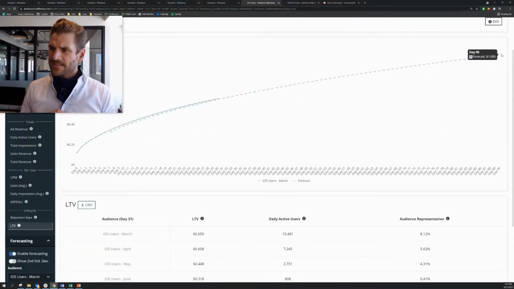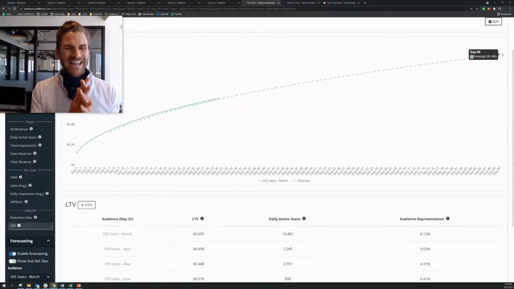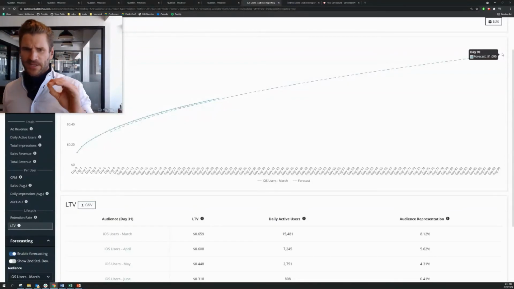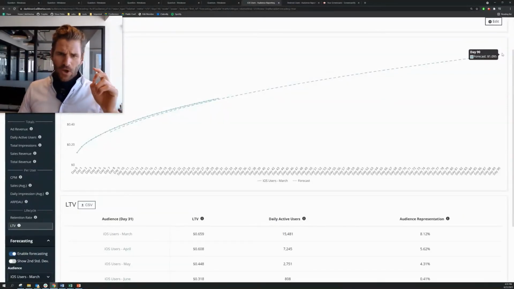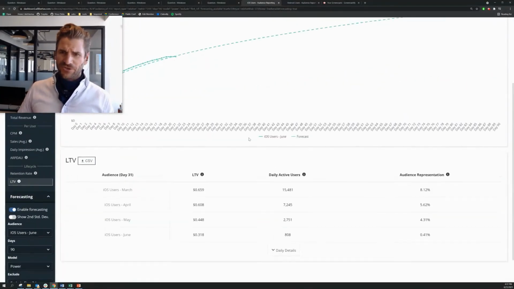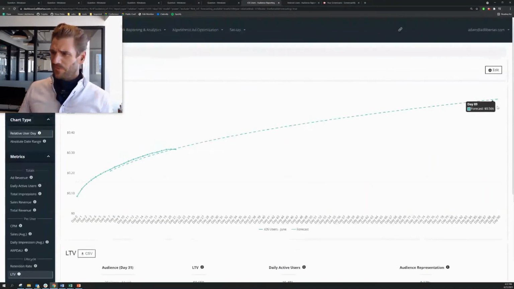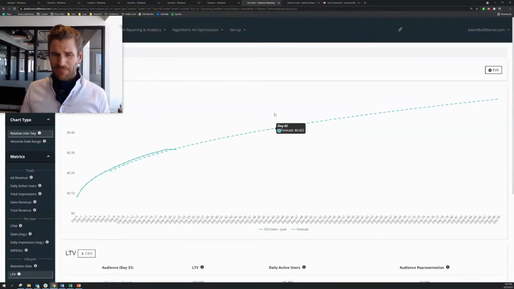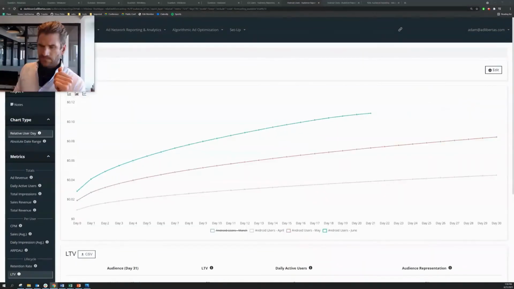Okay, so the 90-day LTV estimate using a power regression curve on users acquired in March is $1.10, or just under $1.10. Let's see what that looks like for users acquired in June. 56 cents, so half. Could be very impactful to users if you've got budgets running or to your long-term budgeting. So keep an eye on that.